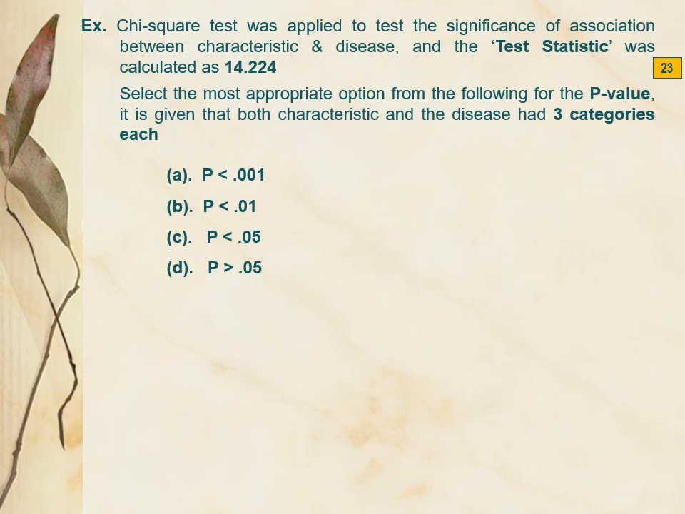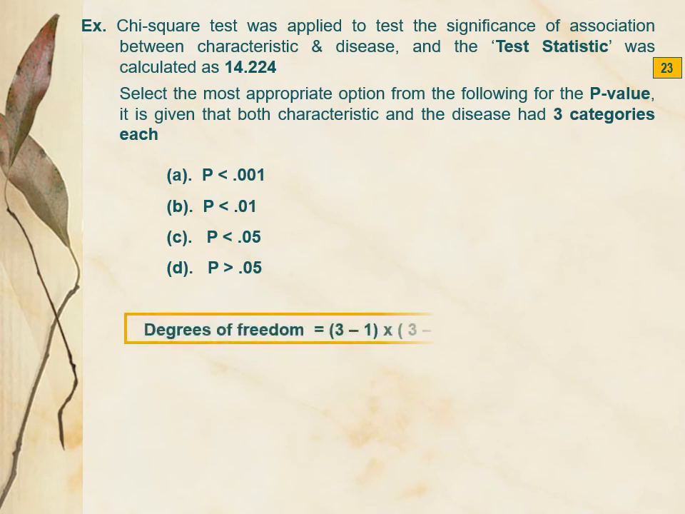It is given that both characteristic and disease had 3 categories each. That is 3 rows and 3 columns. So this information will give you the degrees of freedom. Number of rows minus 1 into number of columns minus 1, that is, degrees of freedom equal to 4. So now you have test statistic 14.224 and the degrees of freedom 4. You know how to get the p-value for the given test statistic and DF. I am only mentioning the values here.